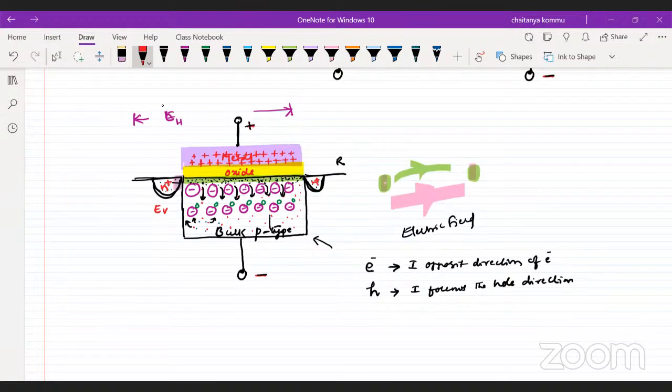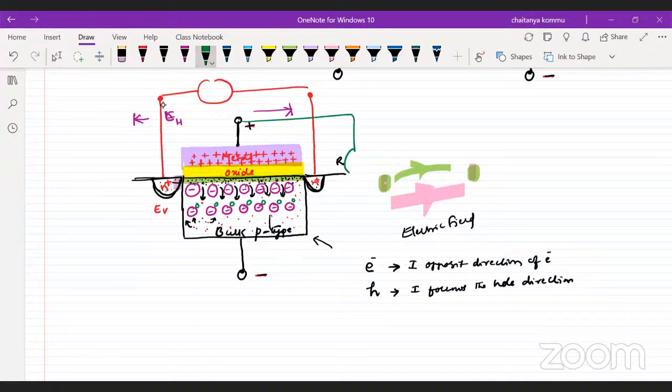Now it is the right time to apply the potential difference between these two also. Agreed? So here we have to apply some potential difference, and here also we need to apply a potential difference. It is responsible for creating the vertical electric field, and it is responsible for creating the horizontal electric field, right? Agreed?